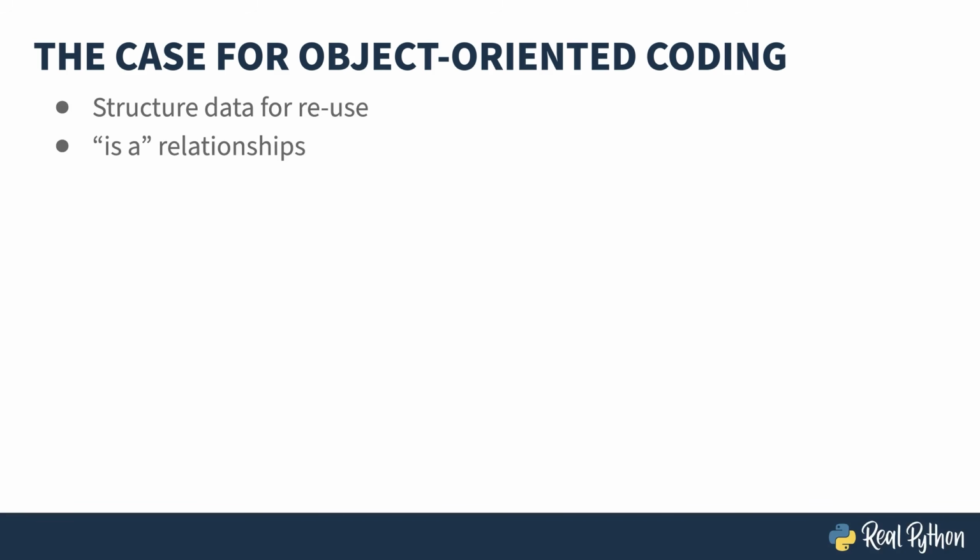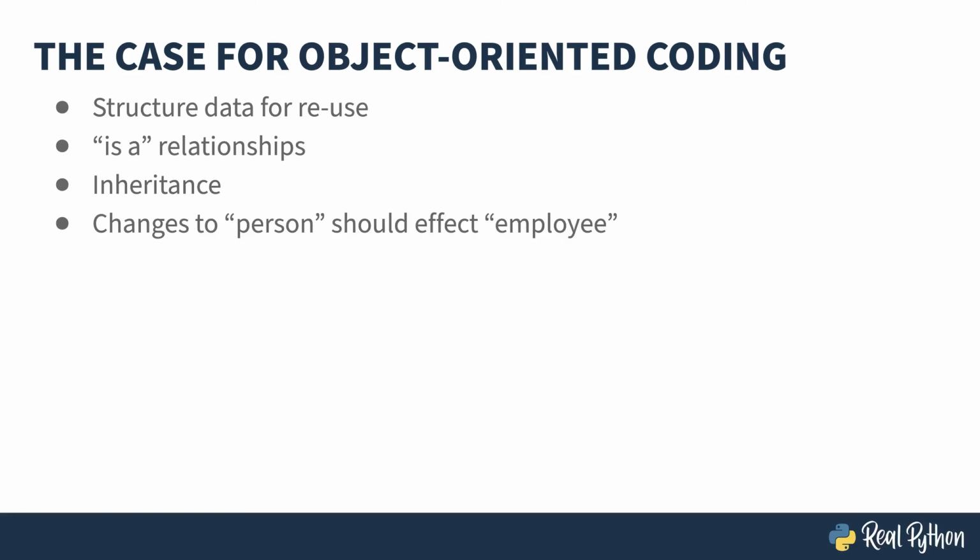This is sometimes referred to using the phrase "is a." The employee is a person, so everything in person should also be an employee. This mechanism is known as inheritance, where employee inherits the person's attributes. If you did it this way, any changes to the person, like the addition of a middle name, would also show up in the employee as well. Building code this way means better reuse and makes mistakes based on the form of the data less likely.